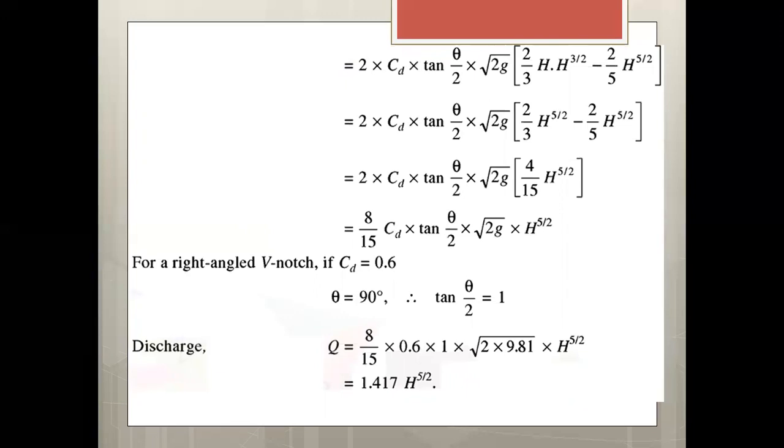And for right angle V notch, if Cd equal to 0.6, then the value of theta is 90 degree. Therefore, tan theta by 2 is equal to 1. Now the discharge Q is equal to 8 by 15 into 0.6 into 1 into under root of twice g, that is 2 into 9.81, into H raised to 5 by 2, which is equal to 1.417 H raised to 5 by 2.